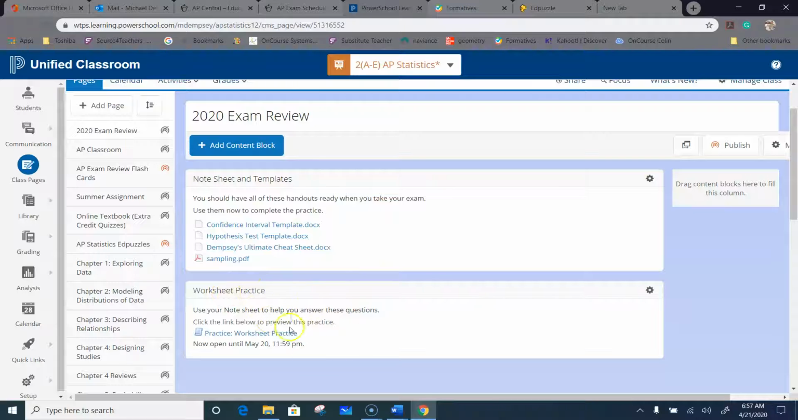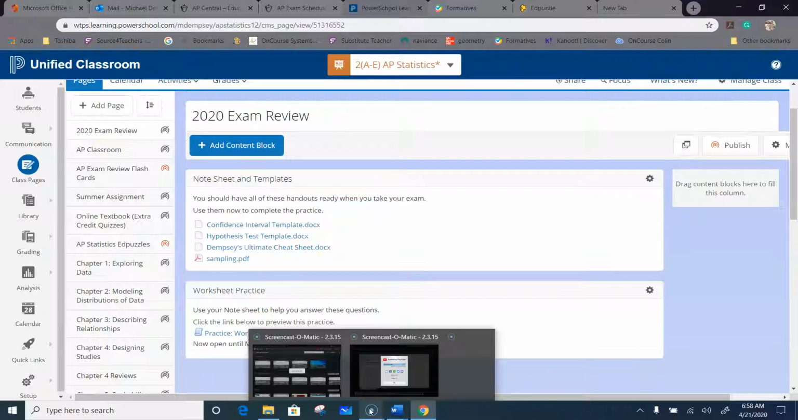What I want you to work on this week, it says it's open until May 20th. I might change the due date on that. I probably want you to have this done this week, but it's a series of multiple choice questions that I think feed into that note sheet. So it's going to give you some helpful interaction with that note sheet to help prep for what the exam is likely to feel like.